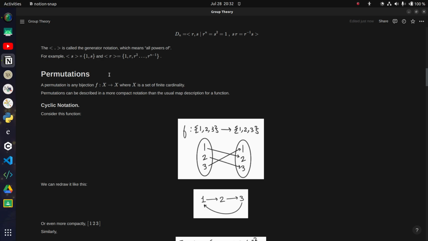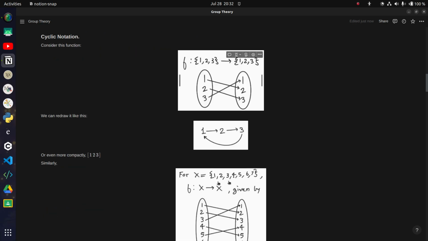Permutations can be described in a more compact notation than the usual map description for a function. For example, if you have this permutation from the set 1 to 3 to the set 1 to 3, you can write it in the map description like this, with arrows describing where the elements go. So f of 1 would be 2, f of 2 would be 3, f of 3 would be 1. But you can just redraw this as 1 goes to 2, 2 goes to 3, and 3 goes back to 1. So that's a cyclic notation.